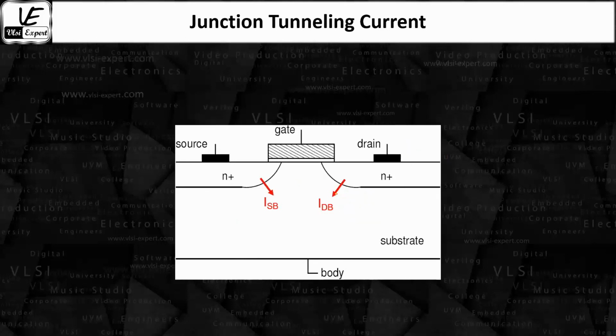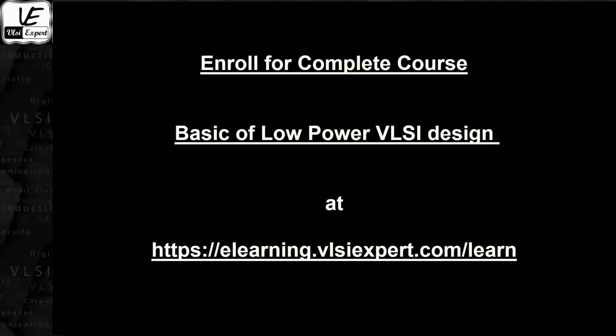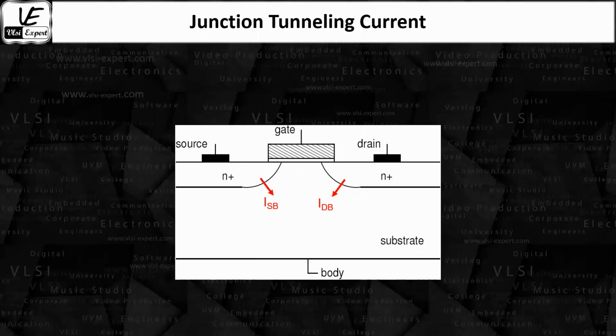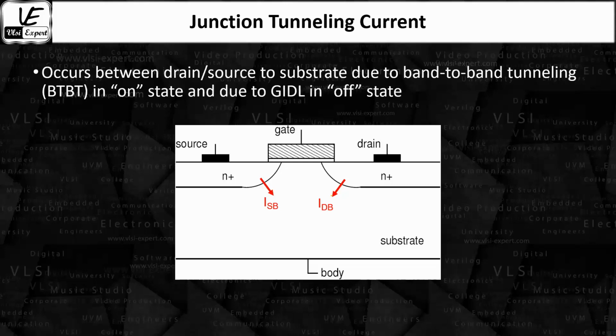This junction tunneling current I already told you about, which is due to current flowing inside the substrate, because some of the charge carriers move in a zigzag manner or gain a certain velocity, because of which their direction of movement cannot be controlled, and as a result they may move into the substrate and get trapped there, which ultimately leads to the leakage current.